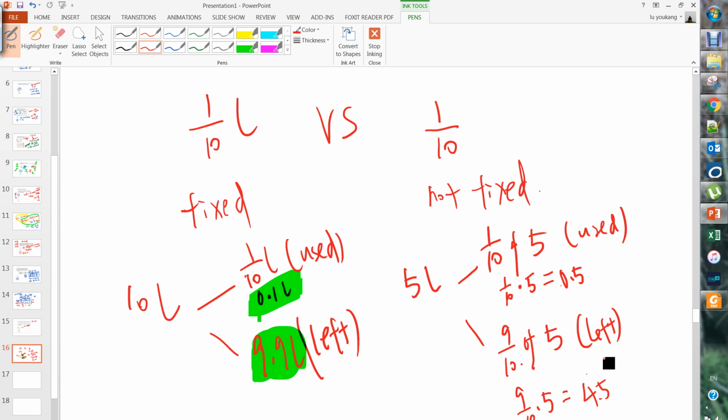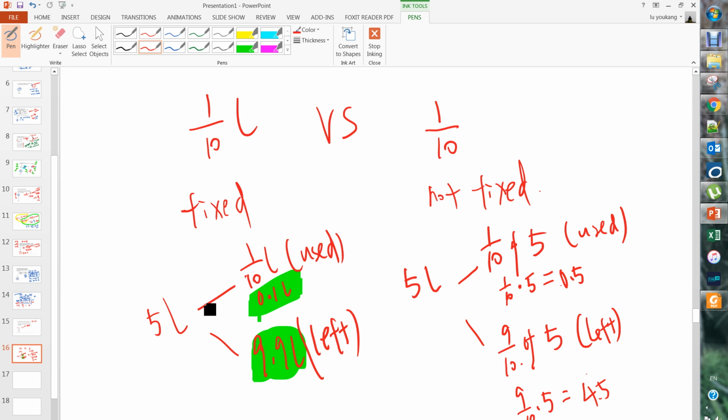But for here, this is 10 liter, and this is 0.1 liter. Let's say I change this to 5 liter. Does your used amount change or not? No change. Because you use 0.1 liter, that means you can have 20 liter, your usage is also the same. You have 5 liter, your usage is also the same. You have 10 liter, the usage is correct.